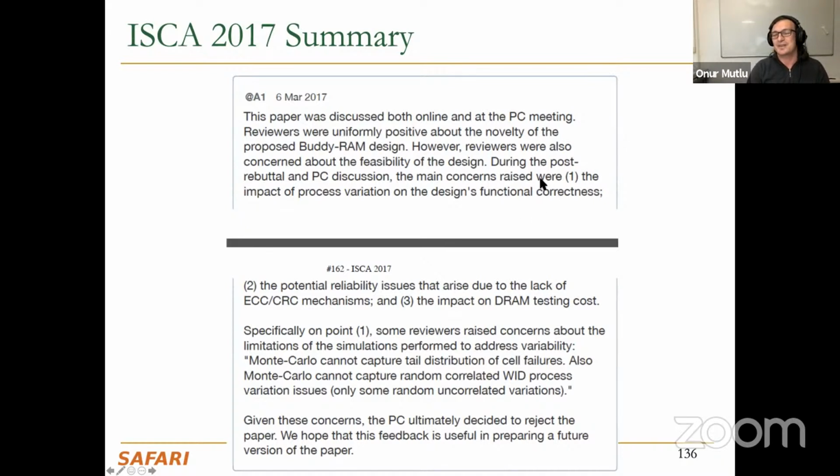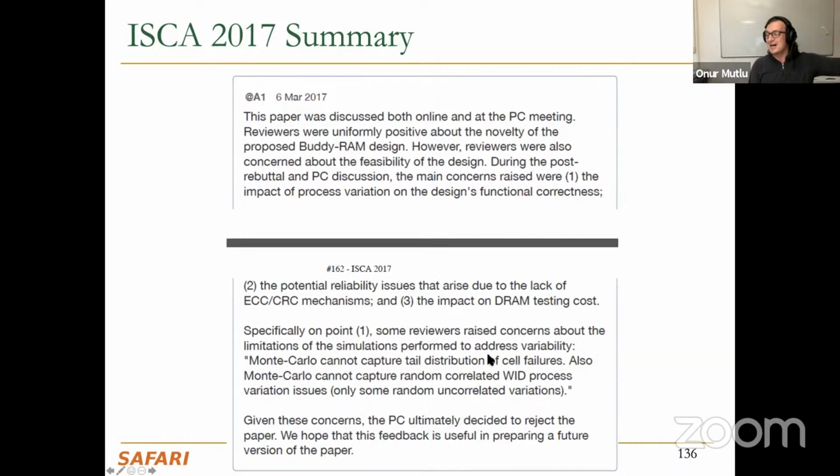But you can see these are all things that are evaluated in the paper. Impact of process variation on the design's functional correctness, that's evaluated in the paper. The potential reliability issues that arise due to lack of blah, blah. The impact on DRAM testing cost, which no one can easily evaluate other than the DRAM manufacturers, and they will not tell you even after they evaluate it, because this is their trade secret. Okay, you can see how trivial the comments have become, right?